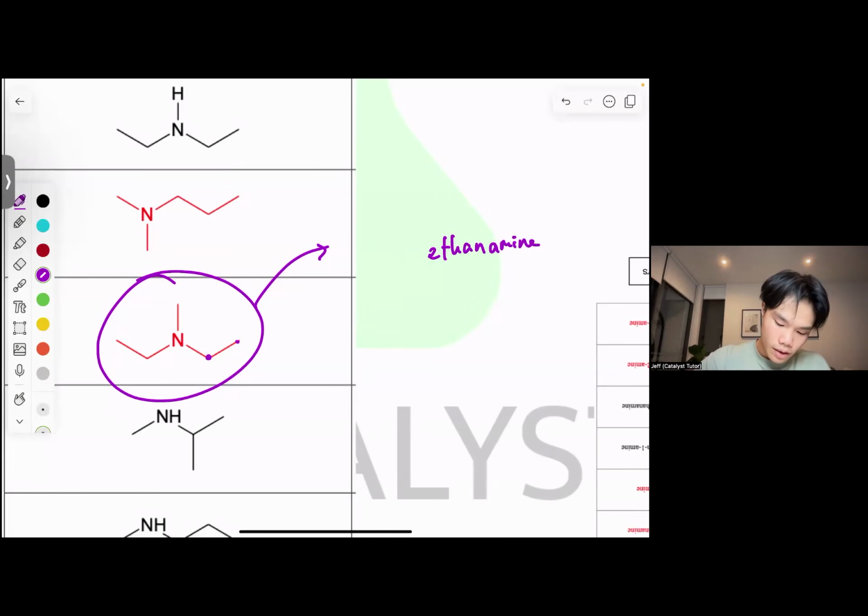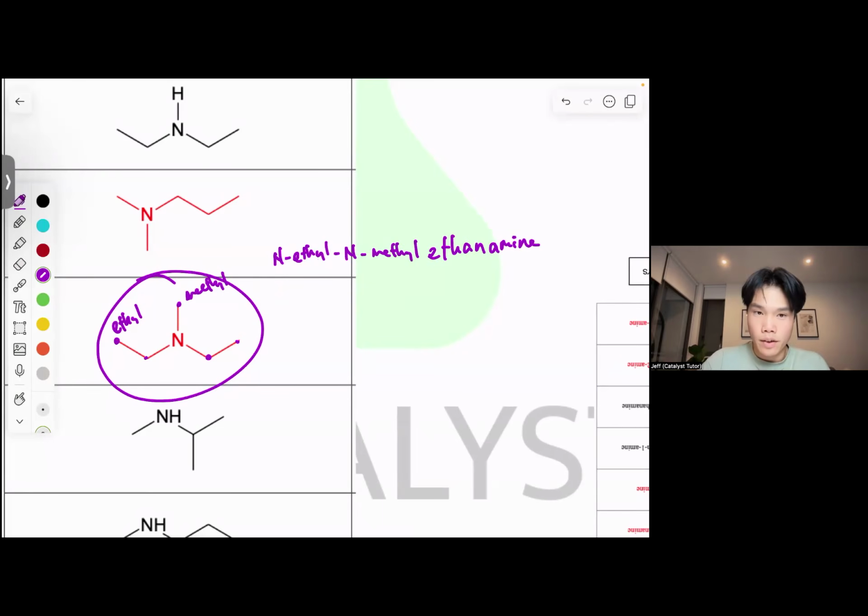Then we can put in front of it our side chains. We have a methyl and an ethyl coming off of the nitrogen, giving us N-ethyl, N-methyl ethanamine for our tertiary. So you name it sort of similarly to how we do a normal hydrocarbon, except the side chains will be on a nitrogen and you name them with the locant telling us it's on the nitrogen.